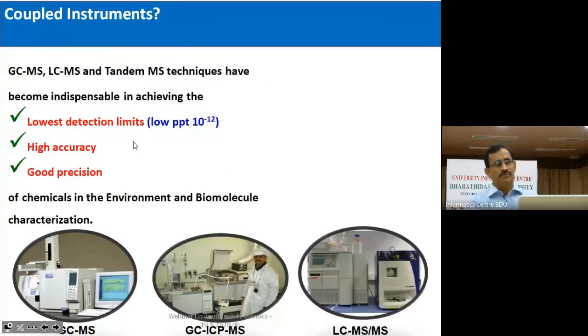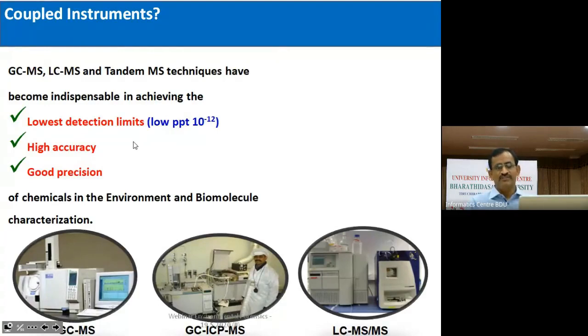So how is environmental forensics possible? It is possible with coupled instruments. Twenty or thirty years ago, we used a single instrument, a gas chromatograph alone or HPLC alone, with different detectors like the electron capture detector, nitrogen phosphorus detector or flame ionization detector. But now, after the advent of mass spectrometers with coupled systems, it is very convenient as well as very accurate to do environmental forensic analysis.